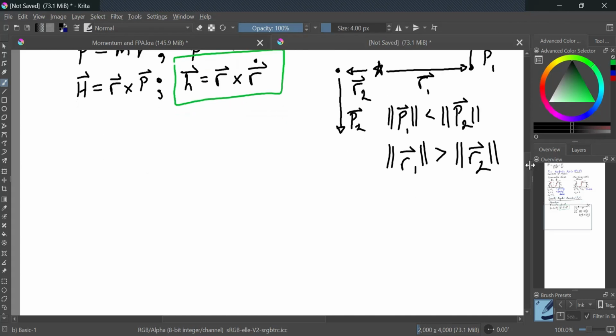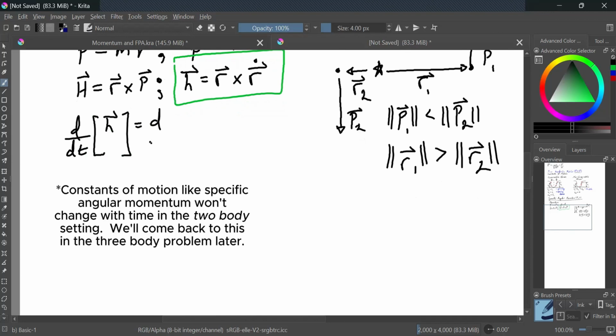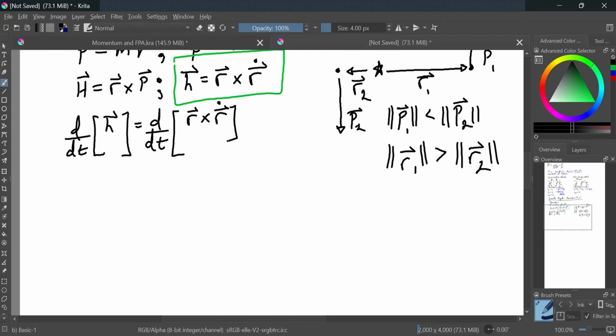But it's not quite enough to say that this is it and walk away. Let's prove it. Specific angular momentum is a constant of motion. That means that throughout time, a change in time, it should not change. So let's test this. Always a good idea to test things. The time derivative of h, we can say that's h dot. That makes it easier to write in the future.